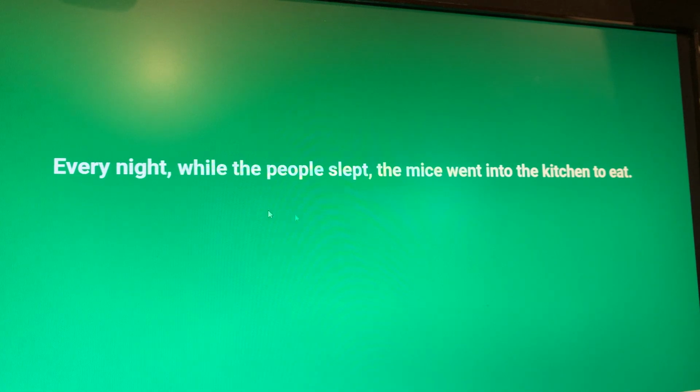Next sentence. Every night while the people slept, the mice went into the kitchen to eat. Grab your pencil, get ready. People slept, mice, kitchen, eat.